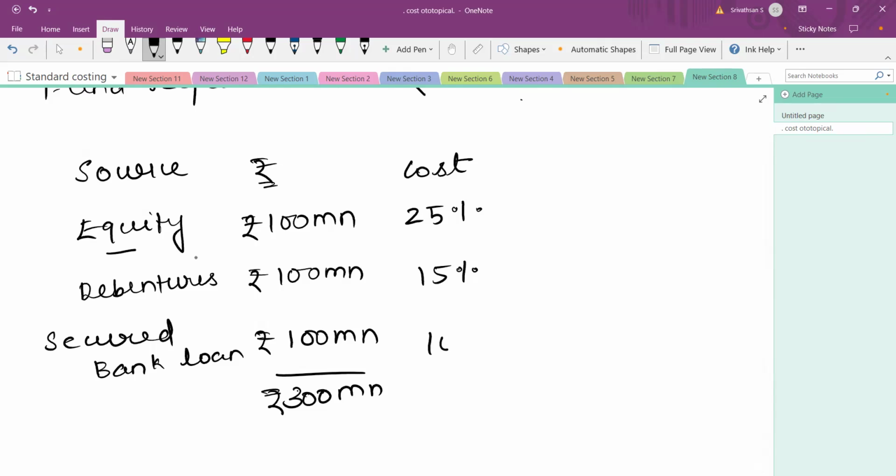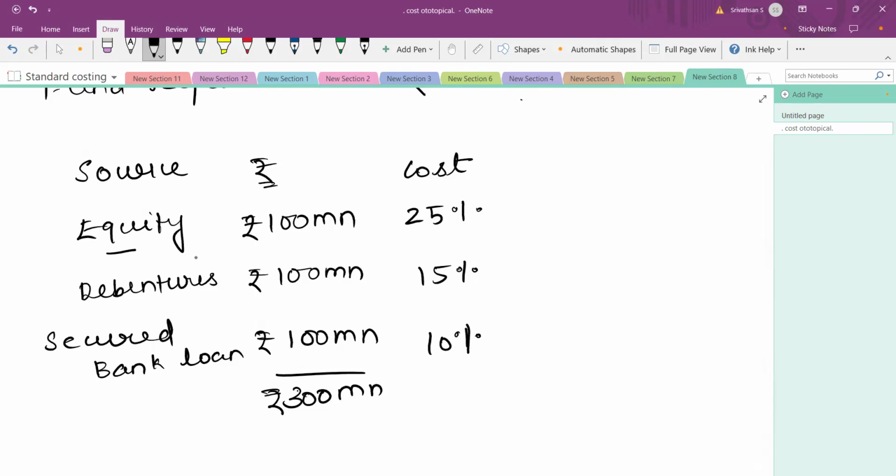Now let's say the bank is expecting 10% return or 10% interest. The return expected by the bank is lesser than the return expected by the debenture holders, because it is a secured bank loan, which means if the company is not paying the interest on time, or if the company is making any default, the bank can confiscate the assets of the company. So the risk taken by the bank is even lesser than the risk taken by the debenture holders. So the expectation of the bank is very less, only 10%.